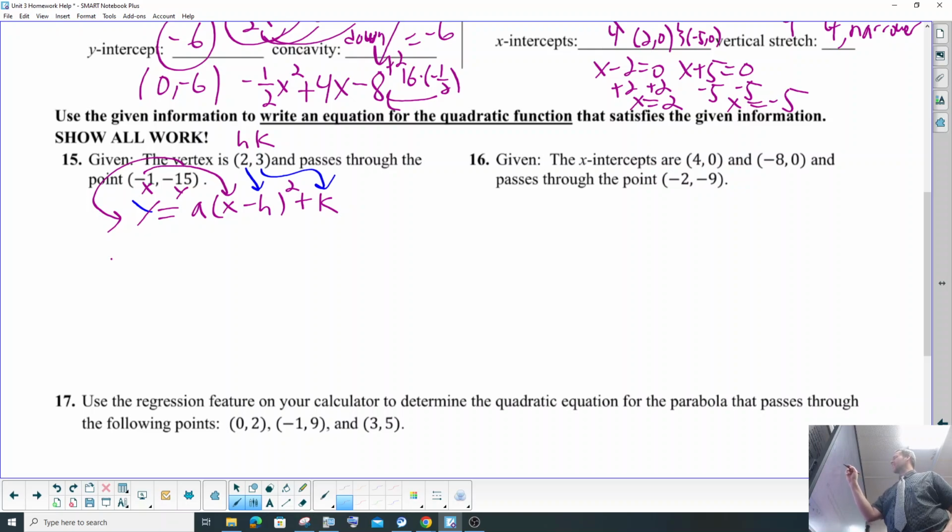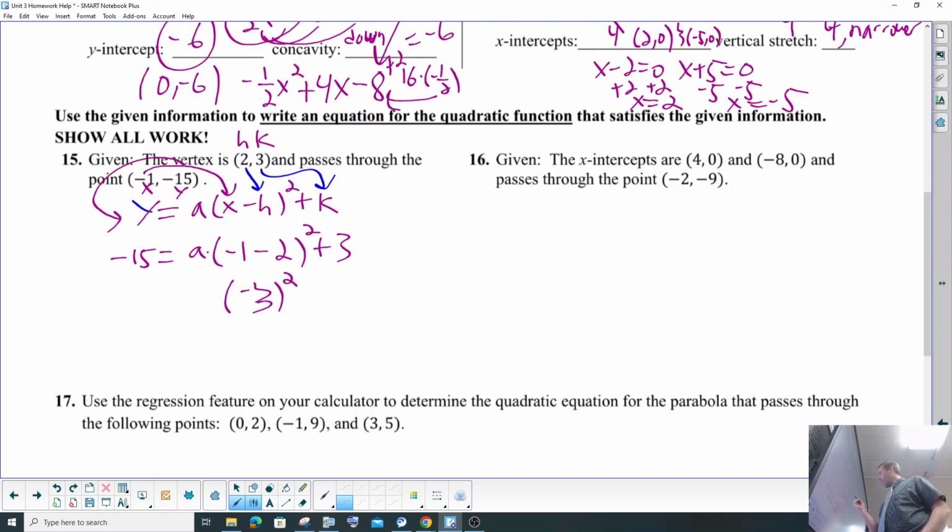Plug them all in. So we get negative 15 for our y equals a. We're solving for a. x is negative 1 minus h is 2, all squared, plus your k, which is 3. So now we got to carefully simplify. Be careful, because that a is actually multiplied, so you can't combine it with a 3, not yet. So negative 1 and negative 2 is negative 3.